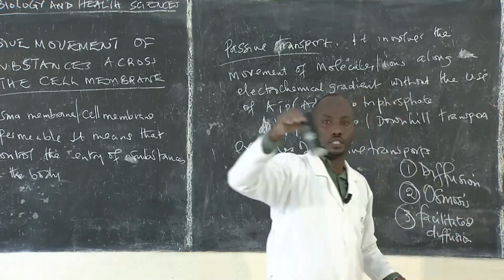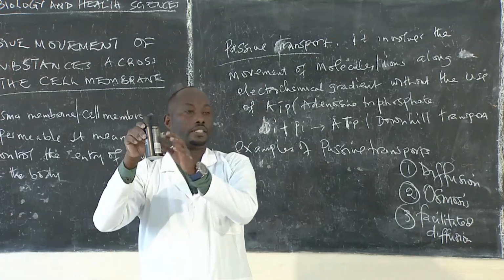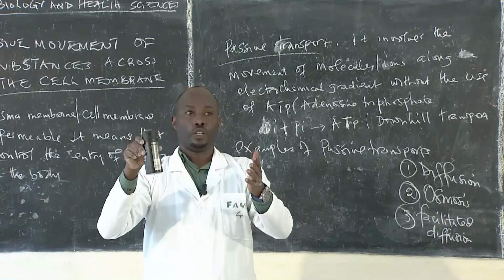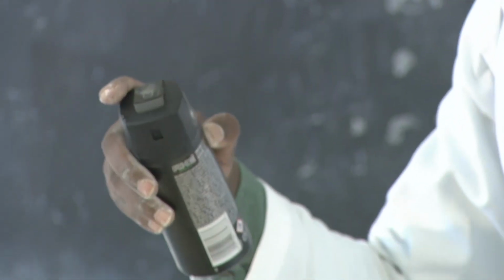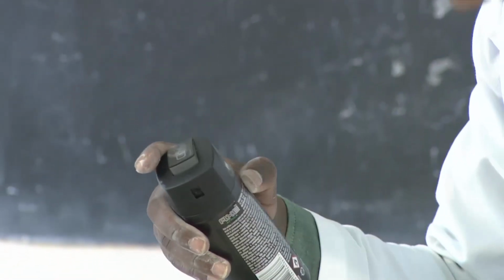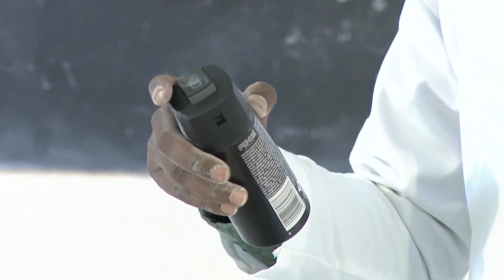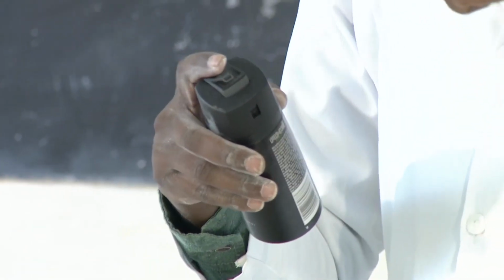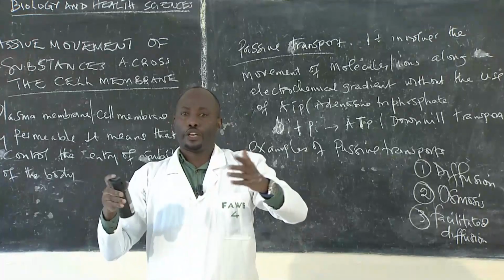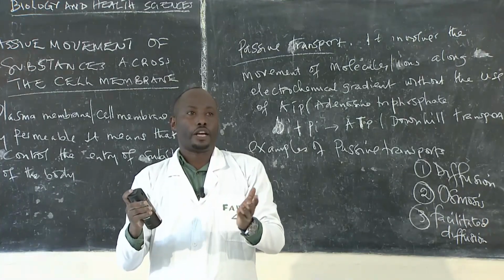I have something you can see. Let me say this is a deodorant or a perfume. If you spray a deodorant in your room, it spreads from one region to another region. There are two different regions. It has moved from higher concentration to lower concentration. That is an example of diffusion. Spraying a deodorant in your room is an example of diffusion.